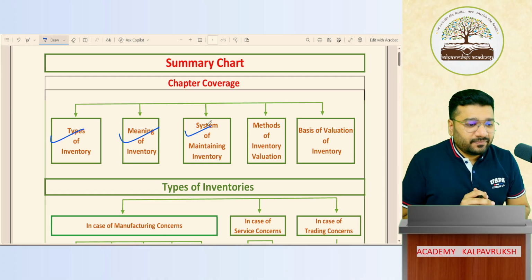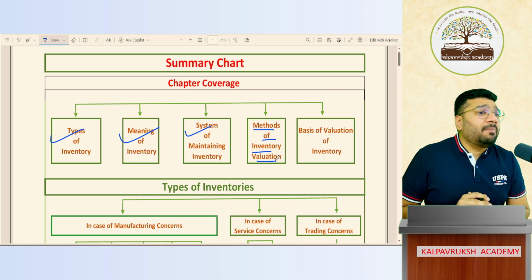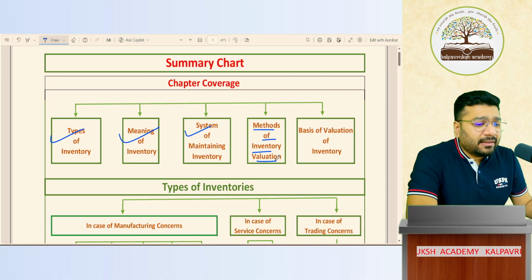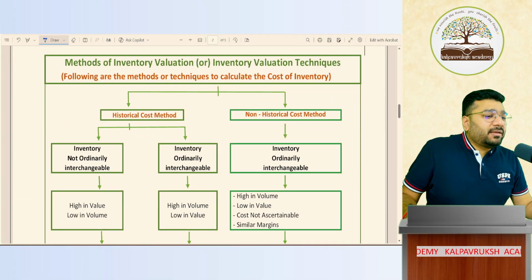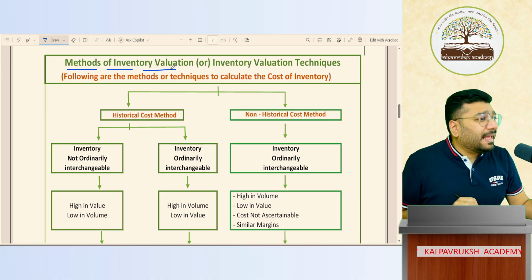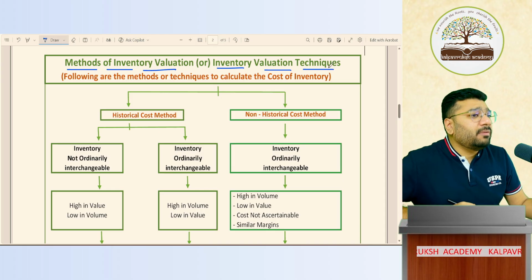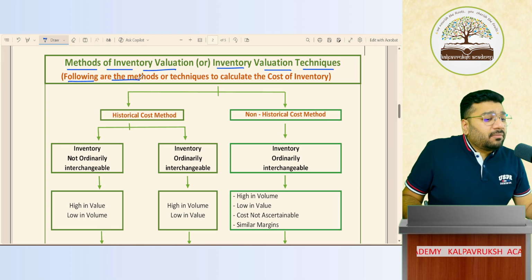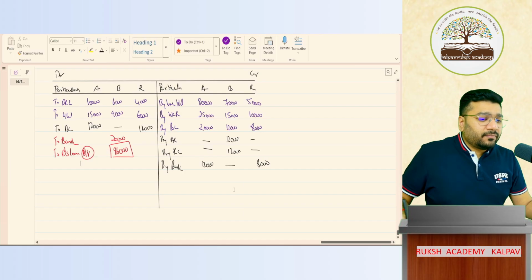Very good. Today, what are we going to learn? Methods of inventory valuation. Very, very important topic from the practical questions point of view. Methods of inventory valuation has got another name called inventory valuation technique. Make a note of this. Very important. Following are the methods or techniques to calculate the cost of inventory.